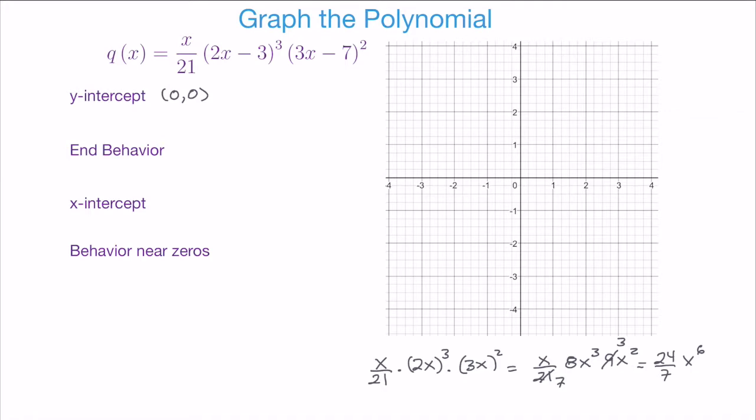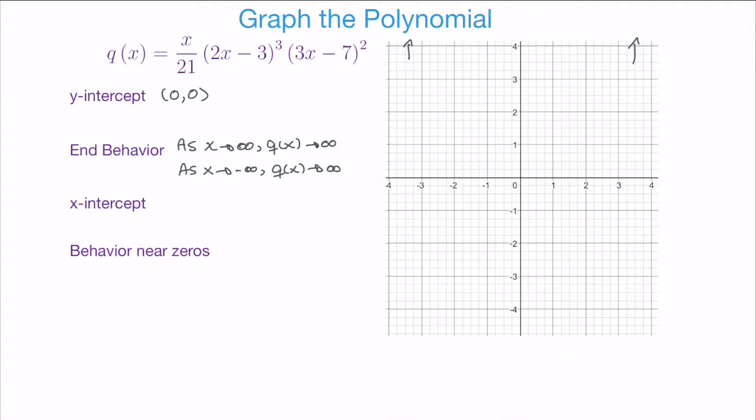So my end behavior is like a parabola opening up because the number is even. On the graph, it's going to look like this. Both ends going up. We describe it as: as x approaches infinity, q of x approaches infinity, and as x approaches negative infinity, q of x approaches positive infinity.